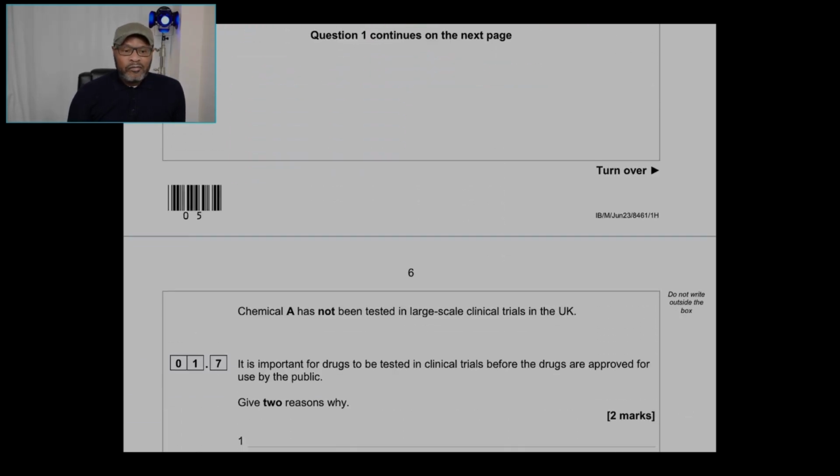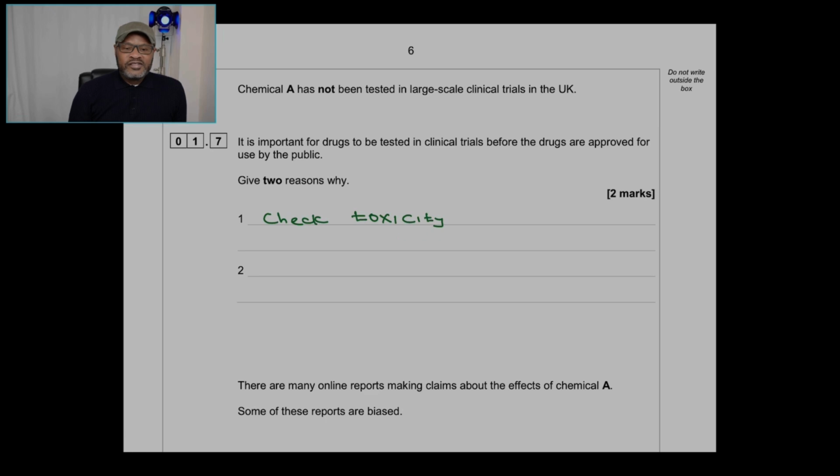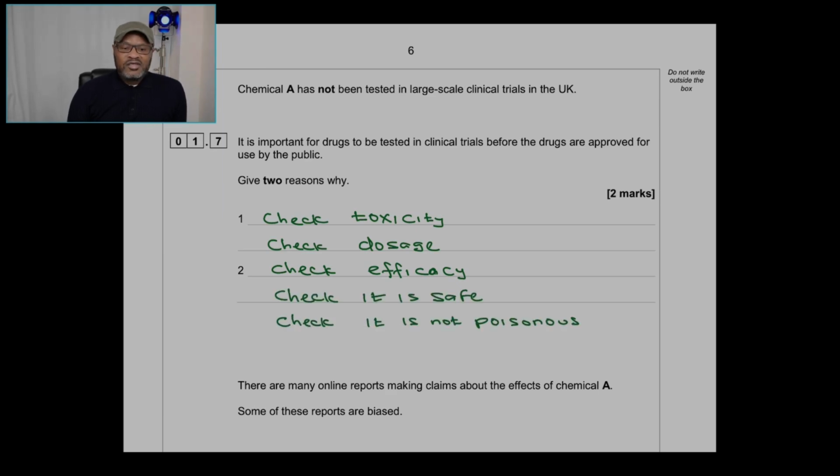Question 1.7. Chemical A has not been tested in large-scale clinical trials in the UK. It is important for drugs to be tested in clinical trials before the drugs are approved for use by the public. Give 2 reasons why. Check for toxicity. We check for dosage. We then check for efficacy to see that the actual drug is working. Check it is safe. Check it is not poisonous.